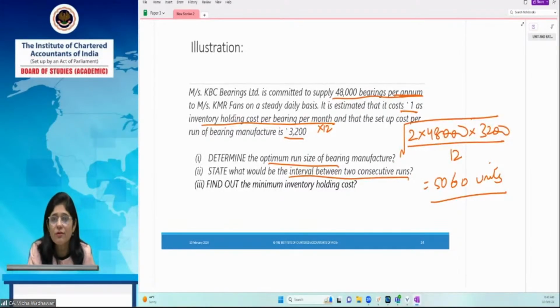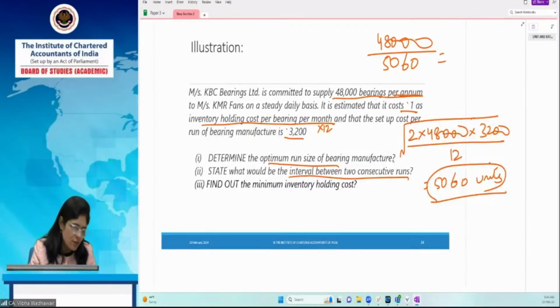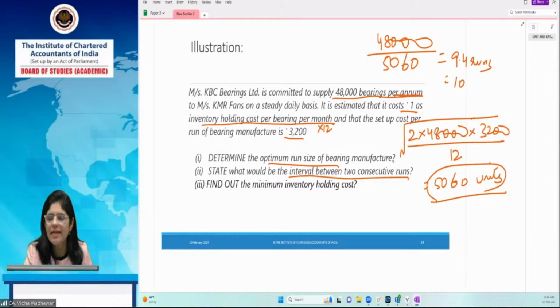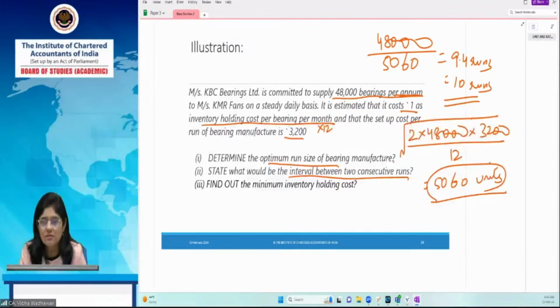Now first we have to calculate how many runs it would require. So 48,000 I require on an annual basis. And in one lot, how much will be produced? 5060 units will be produced in one go. So how many runs it would require? 48,000 divided by 5060. 9.4 runs. That means 10 runs. It would require 10 runs.